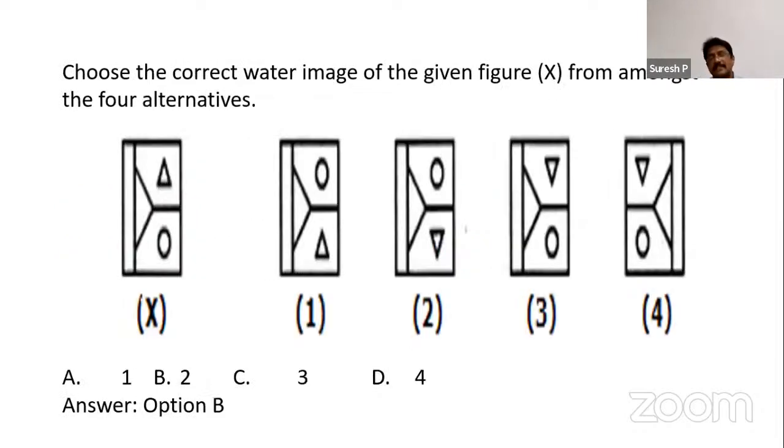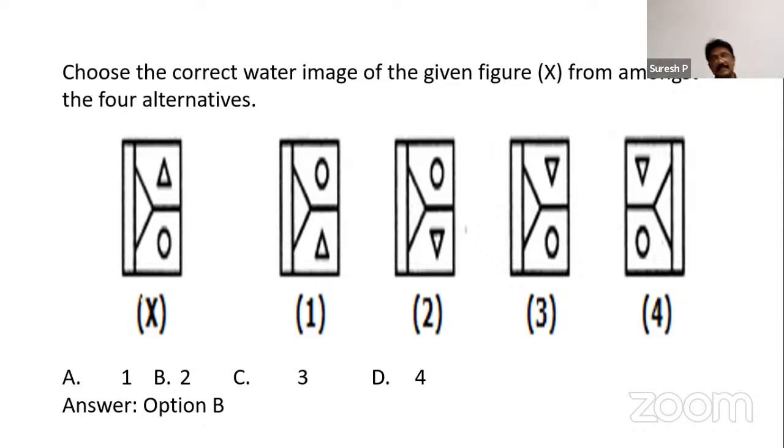So as I discussed, some numbers, some capital letters, some small letters, a combination of numbers and letters in the form of capital and small. Now we are going to discuss the figures and diagrams. Here one figure will be given, which is marked as X. You have to identify the water image of that figure. This is very, very important.